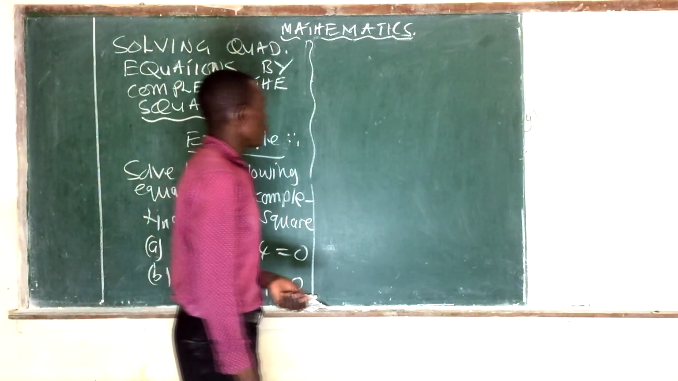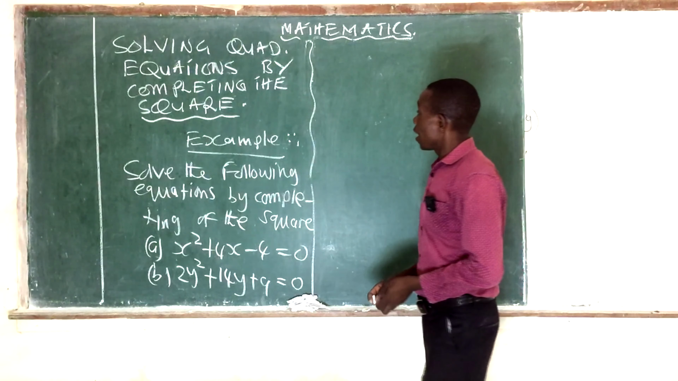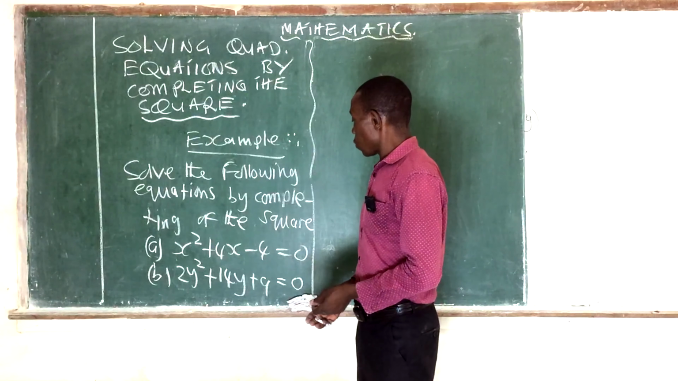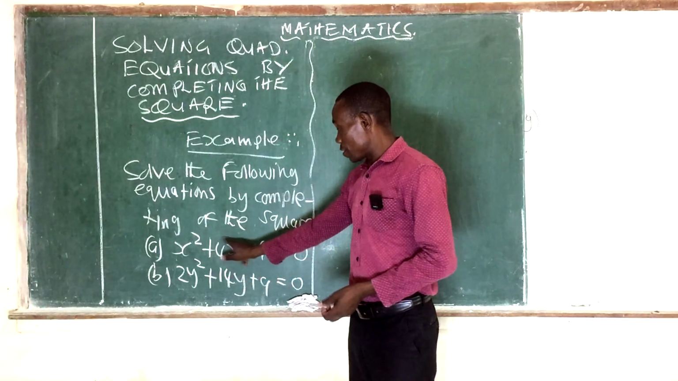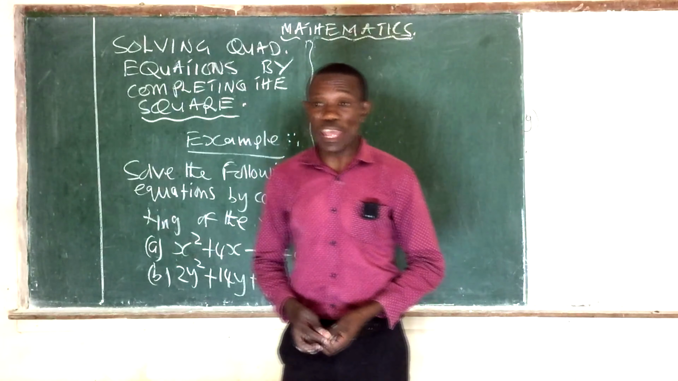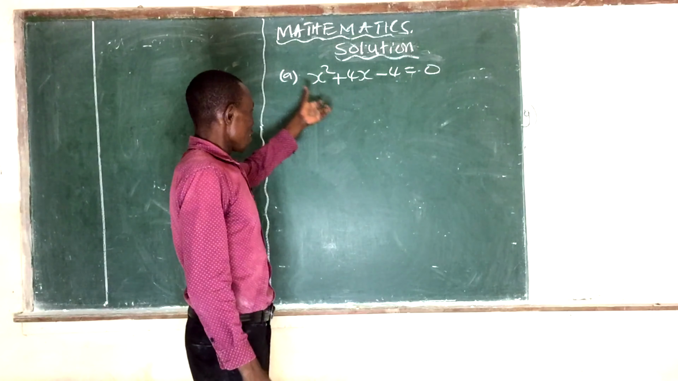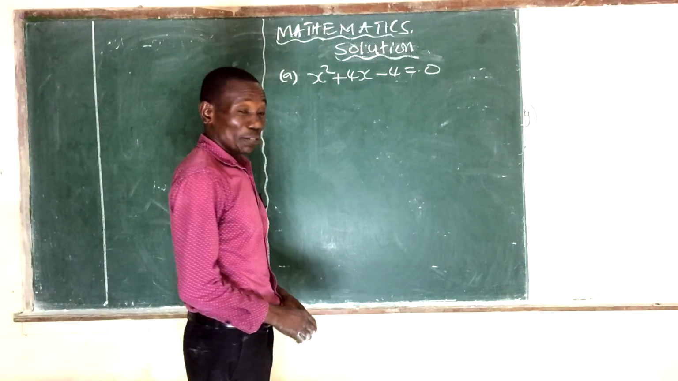Right, so what I want you to do is stay focused and take note of the procedures that will help us come up with the values of the variable. Like in this case, we have x in this equation, so we need to find the value of x by completing the square.